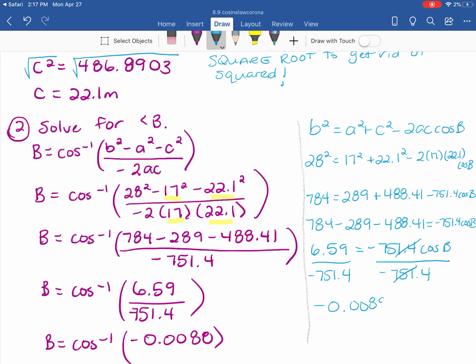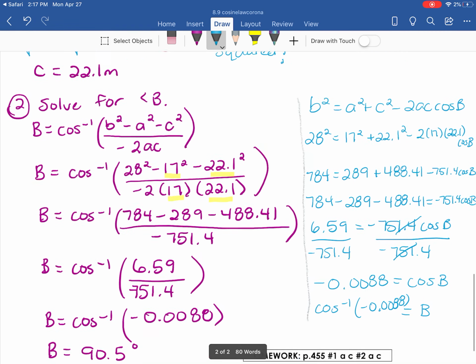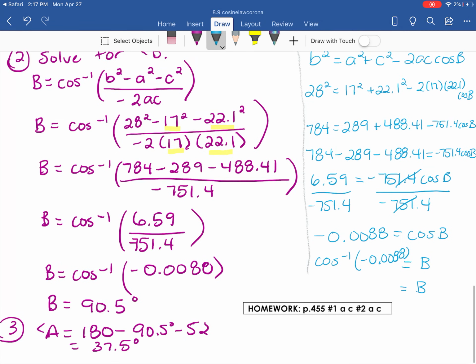Okay, then we're going to divide to get cos B by itself. Oh, look. Okay, so now cross this out and you're left with what we just had. Okay, so very, very similar. And now do the cos inverse. Whichever way you like better is perfectly reasonable.